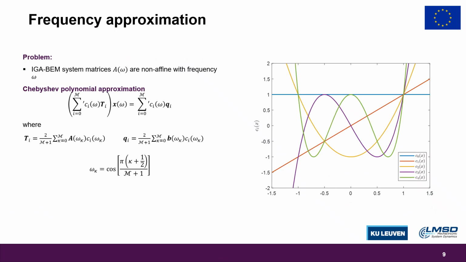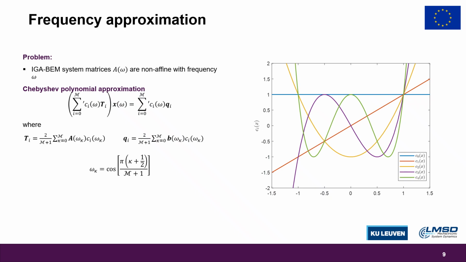Regarding the frequency approximation, I use Chebyshev polynomial approximation in order to decouple the frequency of the BEM system, where Ci are the Chebyshev polynomials of the first kind, which are frequency dependent, and Ti and Qi are my coefficient matrices or vectors respectively, and are frequency independent.